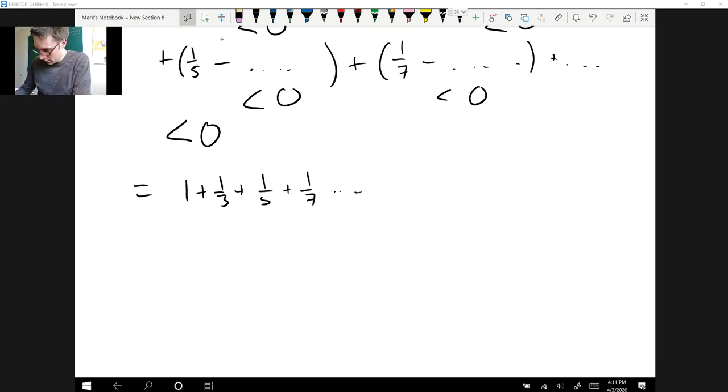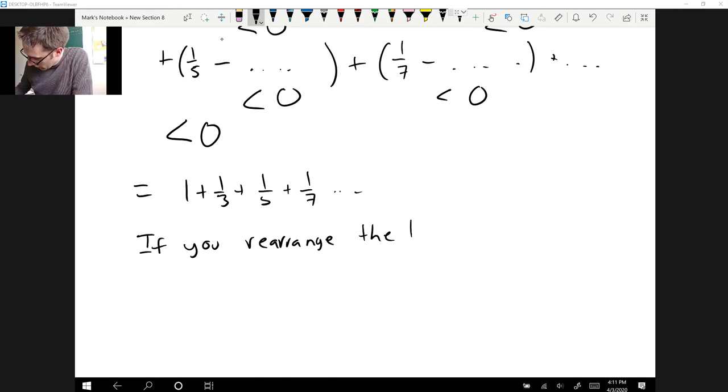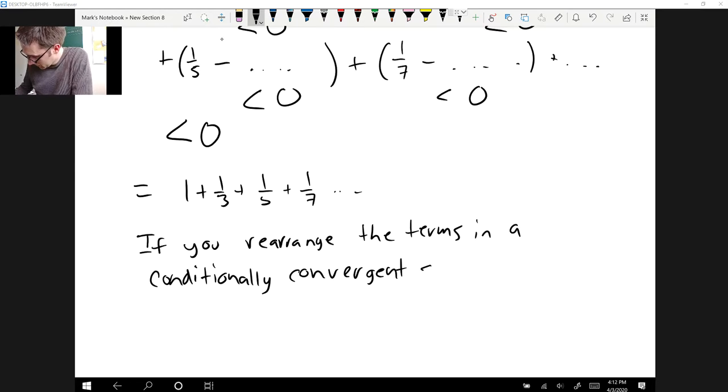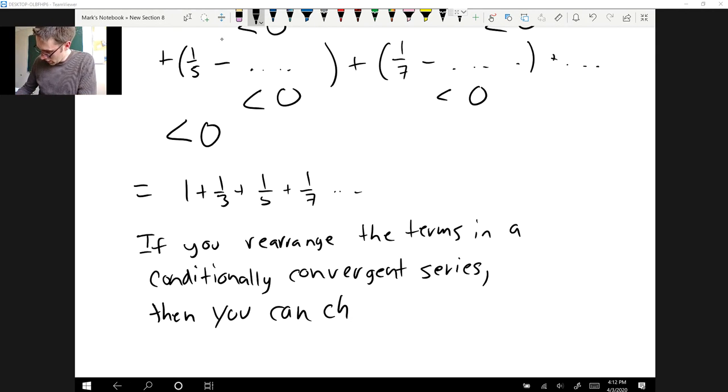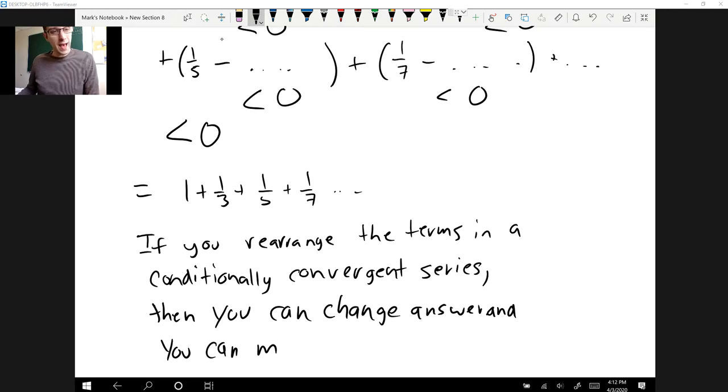So let me write that down. If you rearrange the terms in a conditionally convergent series, then you can change the answer. So order matters, and you can make the sum add up to whatever you want.